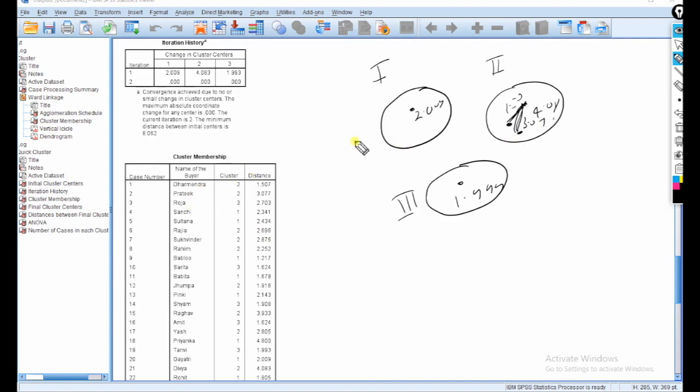So we can take the people in each cluster. In cluster 1, Sachi, Sultana, Bablu, Babita, Pinky, Priyanka, Gayatri, and Rohit are in cluster 1. So we can put all the people in this cluster, and we can give the name of these people.